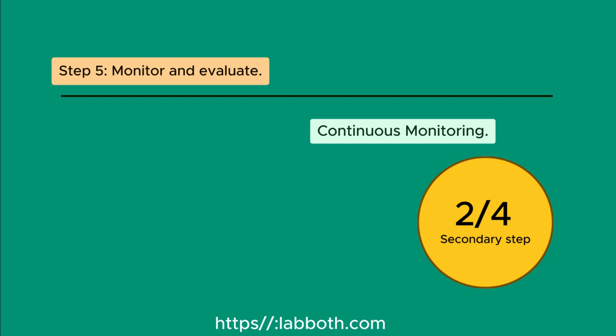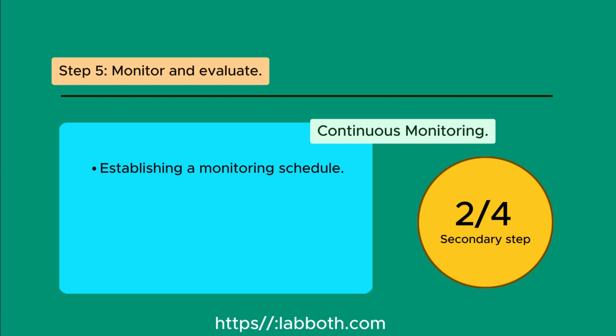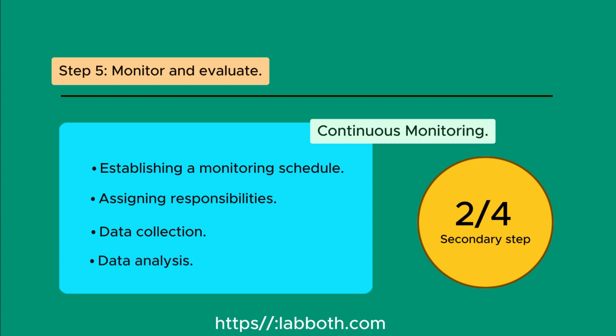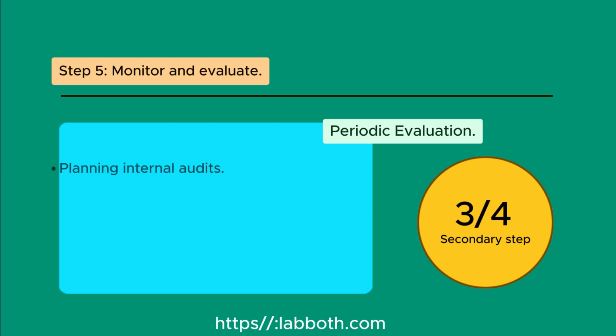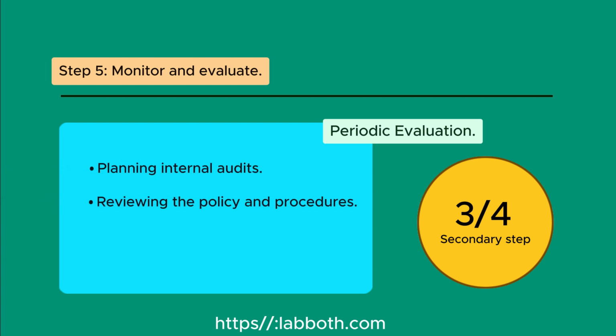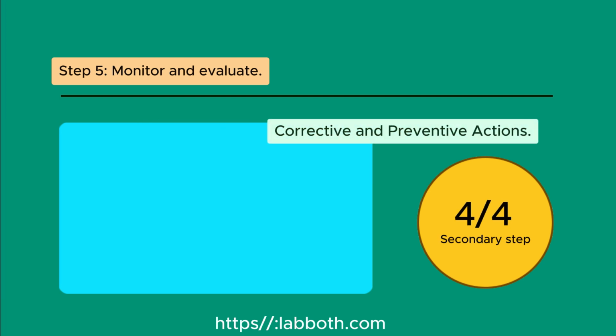Continuous monitoring. Implement a continuous monitoring system that contains the following elements: establishing a monitoring schedule, assigning responsibilities, data collection, data analysis, periodic evaluation. You should conduct periodic evaluations of the management program and the implemented control measures to determine their effectiveness and identify areas for improvement. For this, we recommend the following strategies: planning internal audits, reviewing the policy and procedures, analyzing feedback, identifying areas for improvement, corrective and preventive actions.